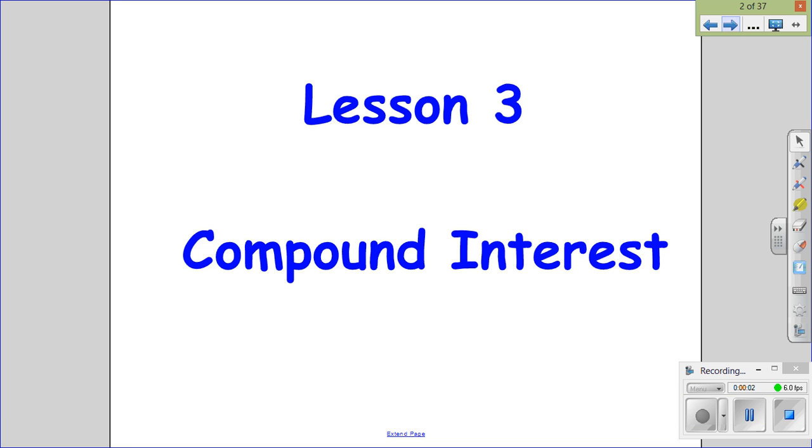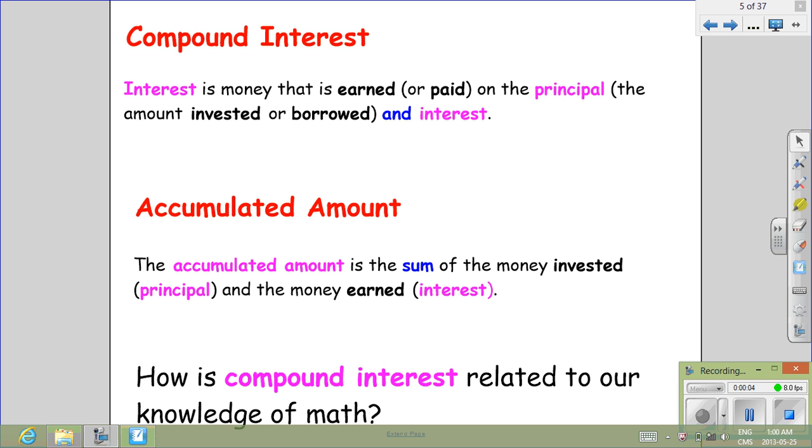Financial math, and more compound interest. Remember, compound interest is money that is earned or paid on the principal and the interest. The accumulated amount is always the same. It's the sum of the money invested and the money earned. But what we really want to know is, how does compound interest relate to our current knowledge of math?